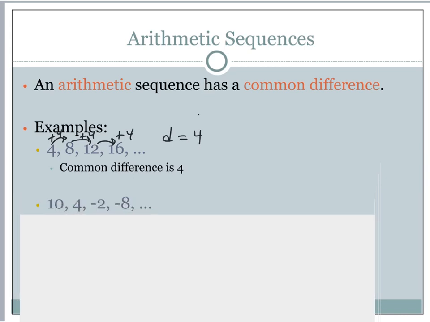Here's another example. We have 10, 4, -2, and -8. And again, we can think about from one term to the next what's happening. Well, in this case, it's -6, -6, and -6. This is an arithmetic sequence because we have a common difference of -6.